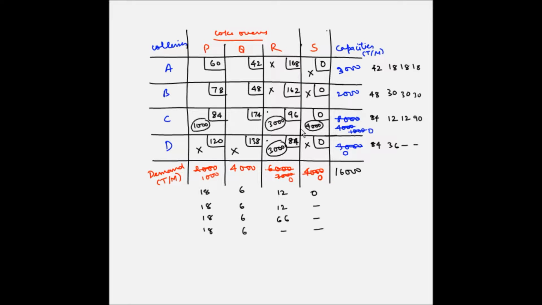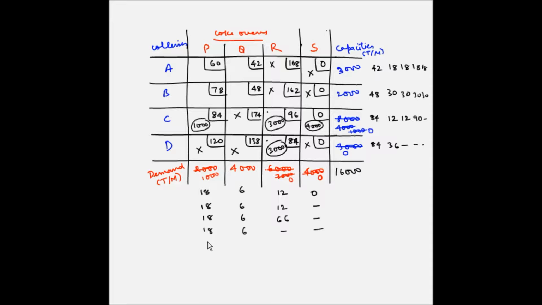Now since the entire supply has been exhausted at C, we'll cross off the remaining squares, indicating that they are no longer available for allocation. Now let's redetermine the row column differences. So for the first row, again 60 minus 42, which is 18. For the second row, 78 minus 48, which is 30. Third row is completely allocated, so we can skip this. Fourth row is also completely allocated, so we can skip this.